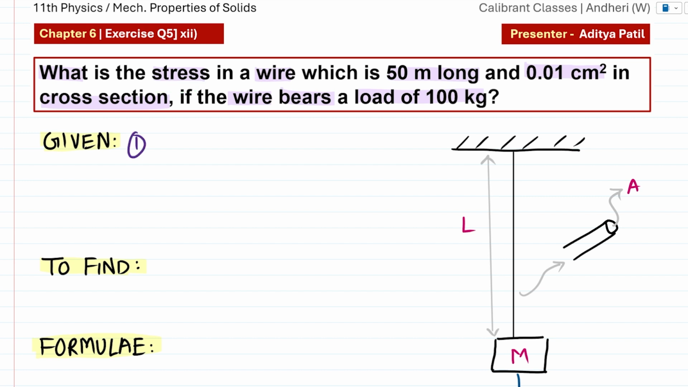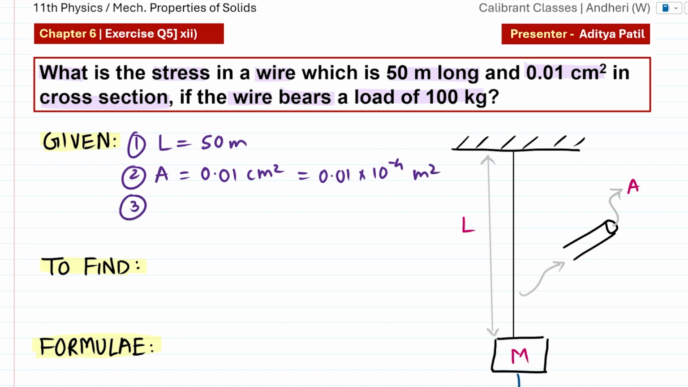So the given quantities are, first is the length of the wire, that is capital L, it's said to be 50 meters. Second quantity that's given to us is the cross-sectional area, given to us as 0.01 centimeter square. But keep in mind, we have a conflict over here. Centimeter square is not an SI unit, so अब conversion करना पड़ेगा. So 0.01 centimeter square becomes 0.01 into 10 raised to minus 4 meter square. A simple conversion. ठीक है. Third quantity जो हमें दिया है, that is the mass of the load, and we represent this mass using the capital letter M, and this mass is said to be 100 kilograms.